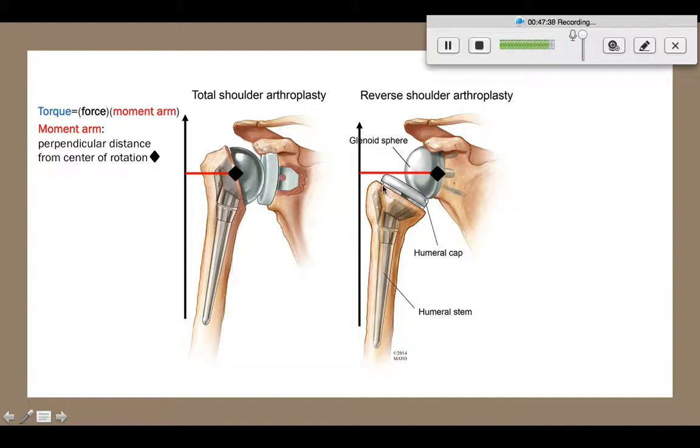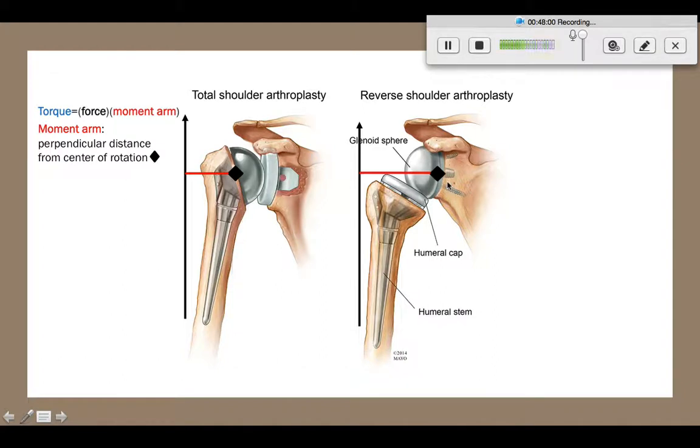So let's go back to kinesiology for a second. Torque is force times the moment arm. The moment arm is that perpendicular distance to the center of rotation. We all on board there? So if the moment arm for the deltoid increases, this is going to allow for greater torque produced. Okay?